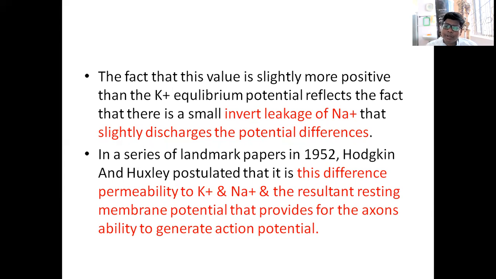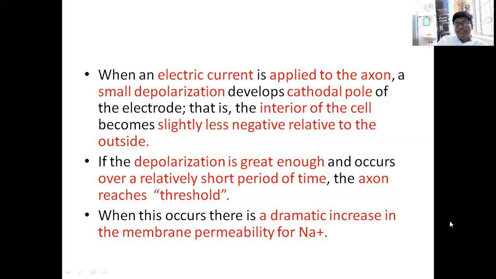In a series of landmark papers in 1952, Hodgkin and Huxley postulated that it is the difference in permeability of sodium and potassium, and the resultant resting membrane potential, that provides the axon's ability to generate an action potential. When an electric current is applied to the axon, a small depolarization develops at the cathode pole of the electrode, that is, the interior of the cell becomes slightly less negative relative to the outside. If the depolarization is great enough and occurs over a relatively short period of time, the axon reaches a threshold. When this occurs, there is a dramatic increase in membrane permeability for sodium.